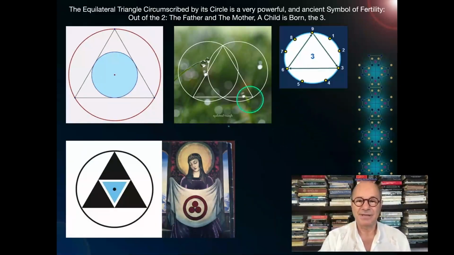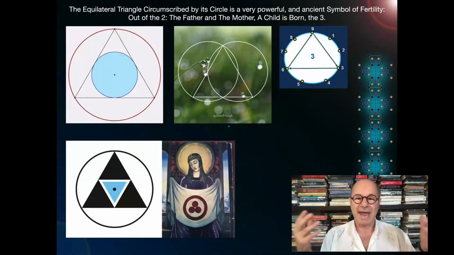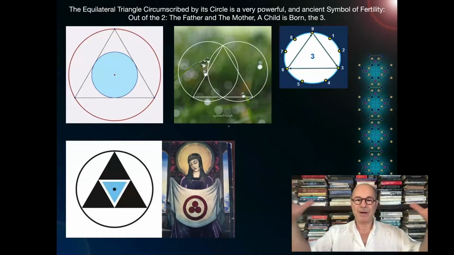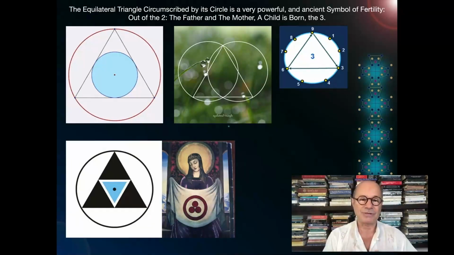But the Trinity, the triangle, is generated from 2 circles. That's called the Vesica Pisces. All we need to know about the triangle is that it's the first area to be formed in the plane, and what it represents is the father and the mother, 2 opposing forces, coming together in love and in union, and a child is born. So 3 is all about fertility and renewal and growth.